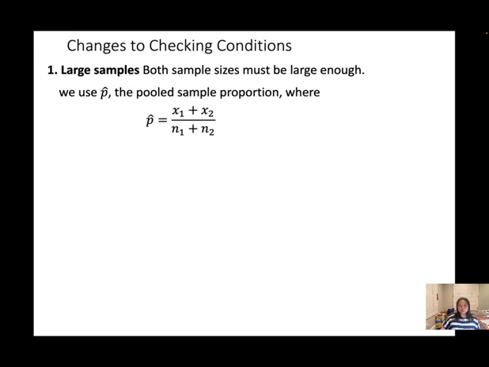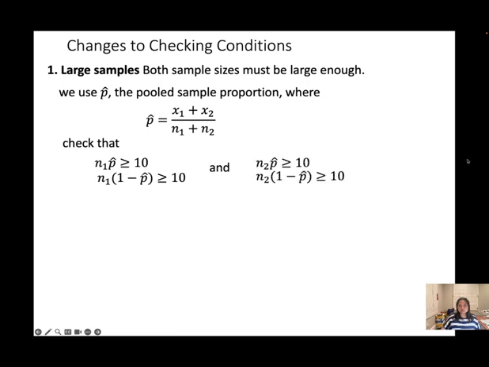And then you need to check the conditions, just like section 8.2. Large samples: both sample sizes must be large enough. We use the pooled sample proportion p hat, which is the number of successes over the total of the sample sizes. Then you check for each population: when you multiply the pooled sample proportion by the sample size, it should be at least 10. This is the first population, this is the second population.